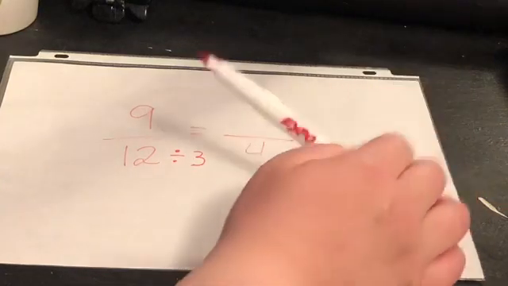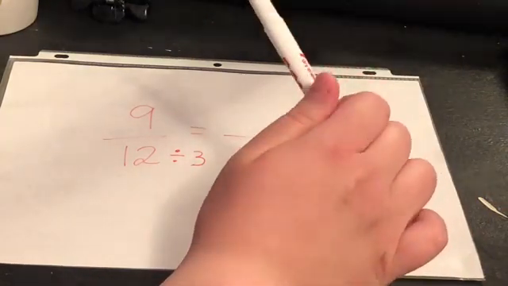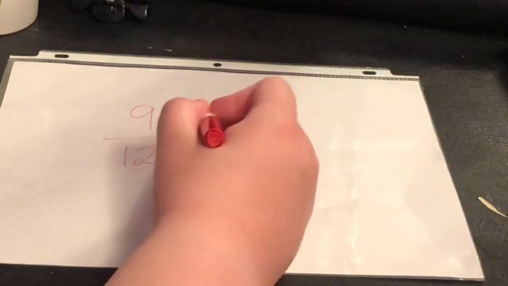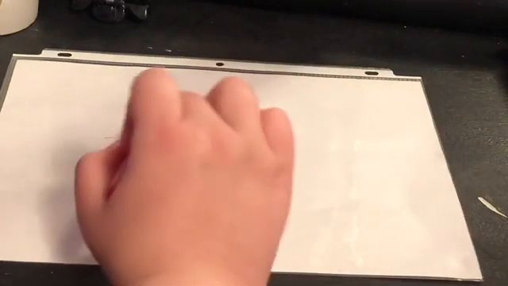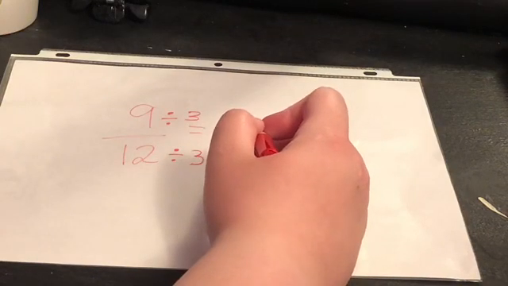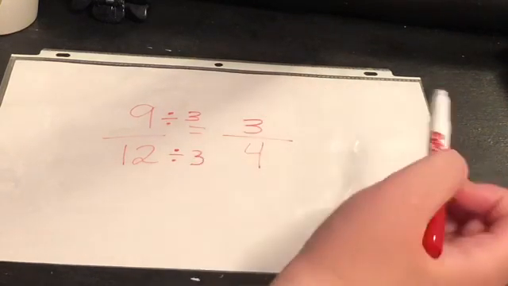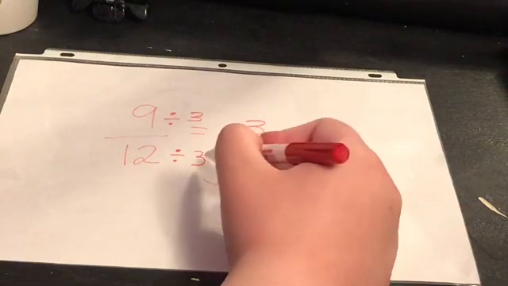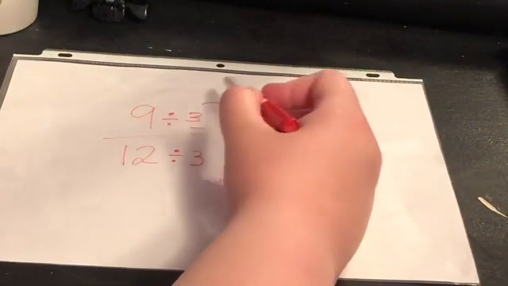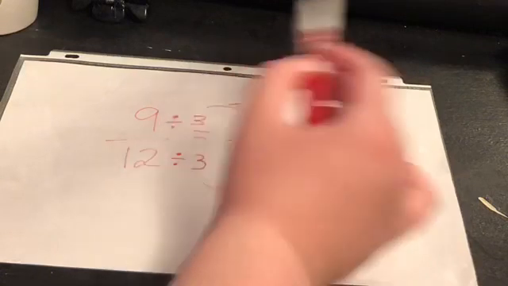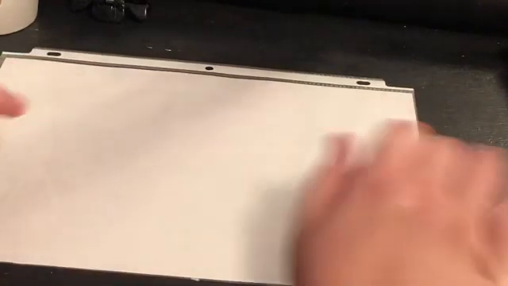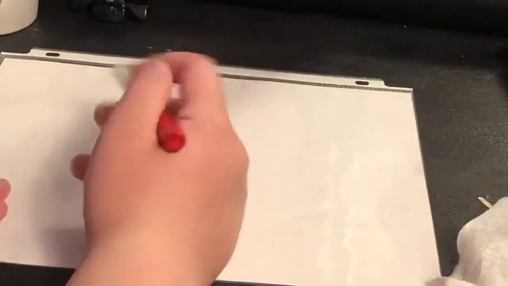What we do to the denominator, we have to do to the numerator. So we know we're going to have to divide this 9 by 3 also. 9 divided by 3 is 3. Because if you go backwards, you can say 4 times 3 equals 12. And then 3 times 3 equals 9. Our next example.